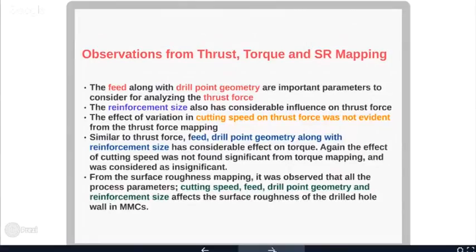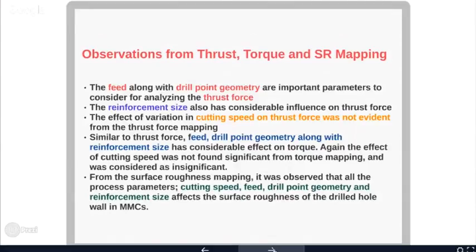The feed along with drill point geometry are important parameters to consider for analysis of the thrust force. The reinforcement size also has a considerable influence on thrust force. The effect of variation in cutting speed on thrust force was not evident from the thrust force mapping. Okay, all these are observations from the thrust force, torque, and surface roughness mapping. Similar to the thrust force, feed, drill point geometry along with reinforcement size has a considerable effect on torque. Again, the effect of cutting speed was not found significant from torque mapping and was considered insignificant.